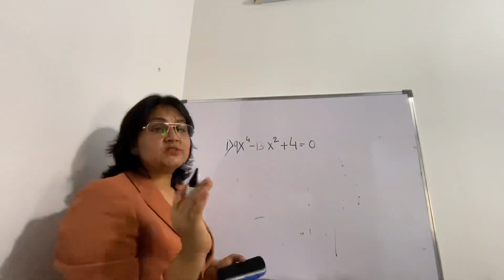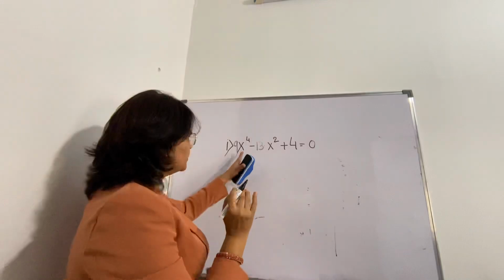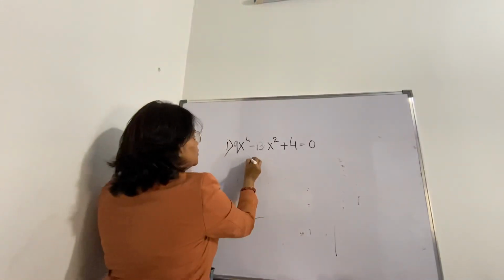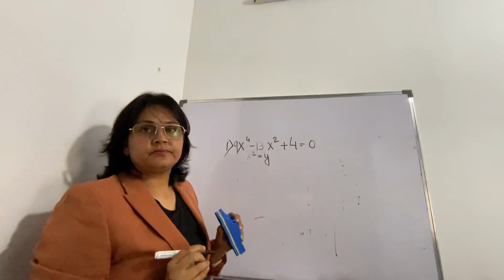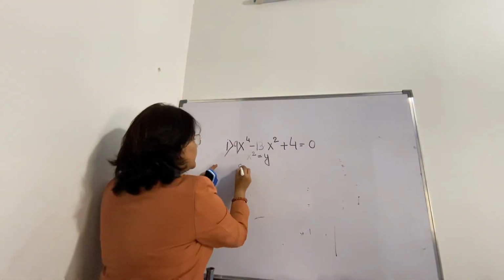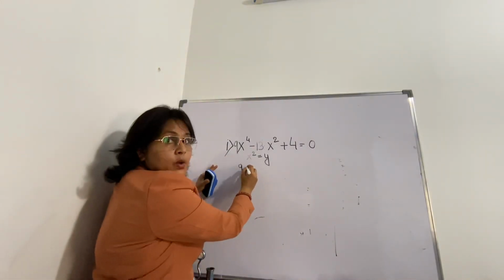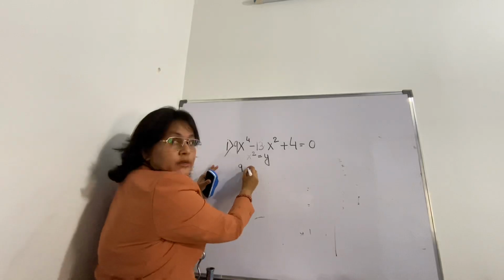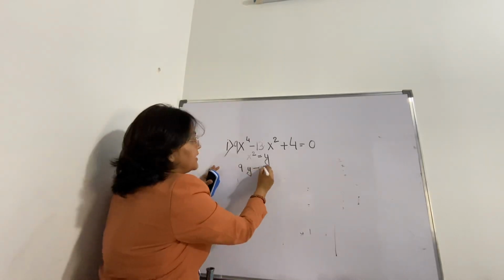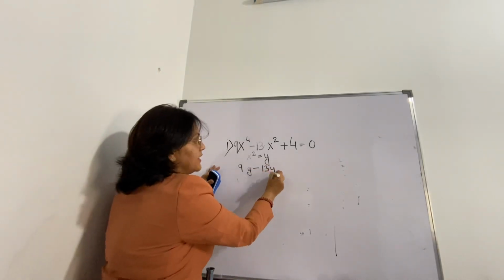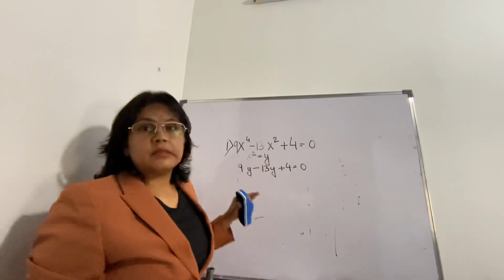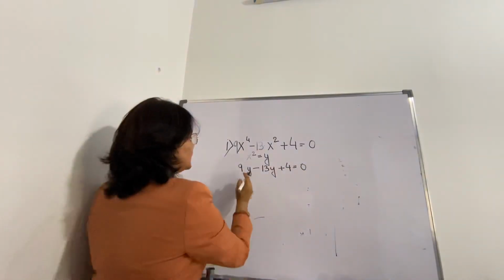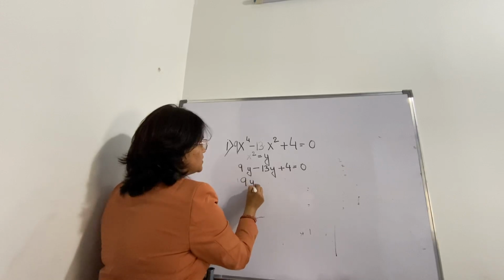Now in this place, what do we have to do? Here also we will do the same step. We will write x squared is equal to y. So in that case, what can we write? Here the constant, 9y squared minus 13y plus 4 is equal to 0. Now, based on this, we can solve our quadratic equation.